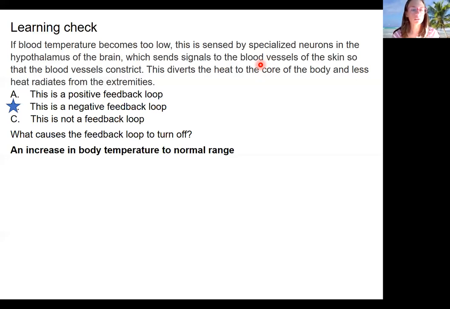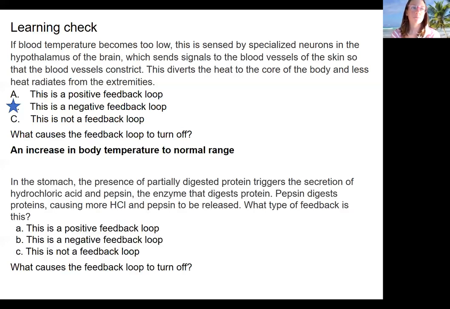All right, second one. In the stomach, the presence of a partially digested protein triggers the secretion of HCl, hydrochloric acid, and pepsin. Pepsin is an enzyme that digests protein. Pepsin digests proteins, causing more HCl and pepsin to be released. What type of feedback is this, and what causes it to turn off?